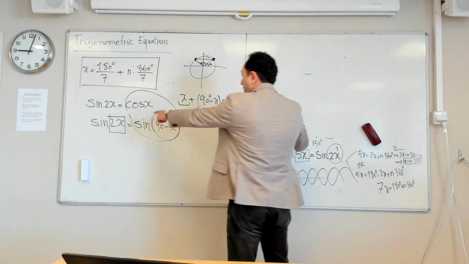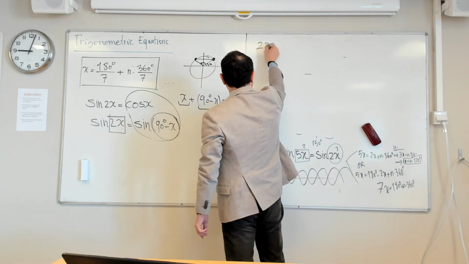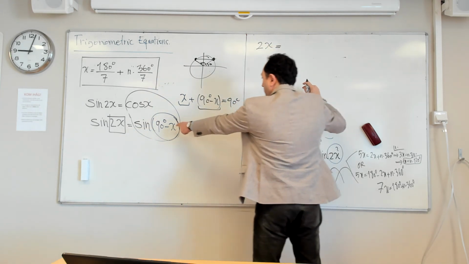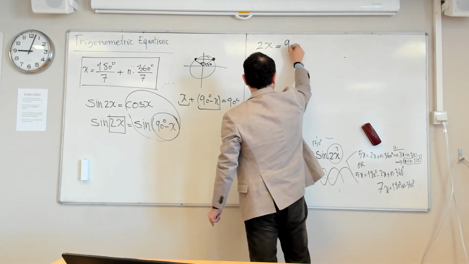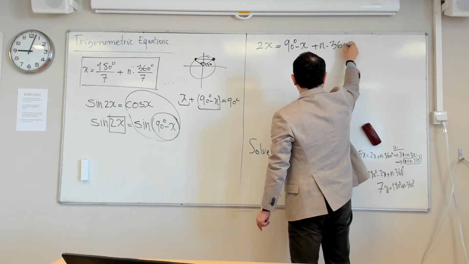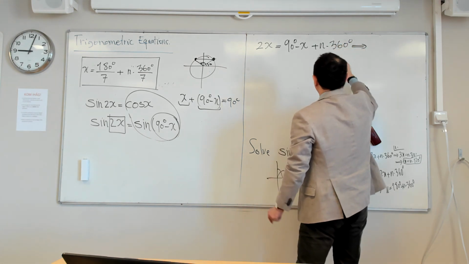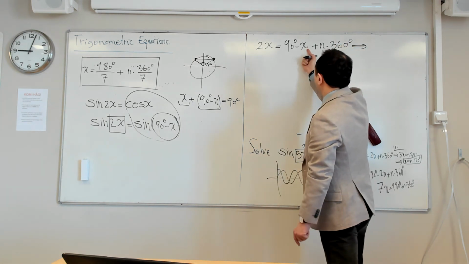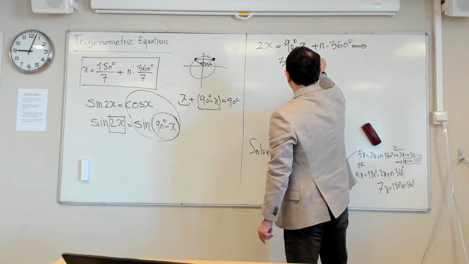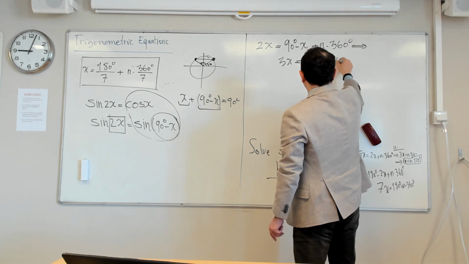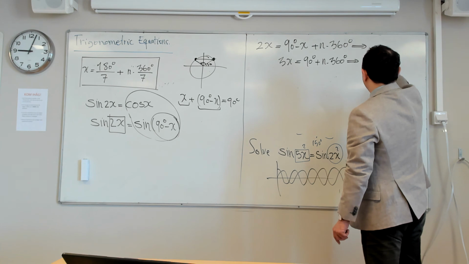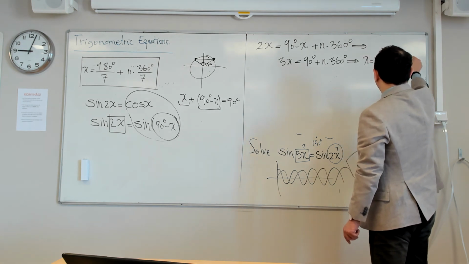So what we can do, we can say that either 2x is equal, do you remember what was that? It should be the circle plus n times 360 degrees. So let me solve this one and then continue for the next option. Here I'm looking for x, so I move it to the right. It becomes 3x is equal to 90 degrees plus n times 360 degrees. Then I divide by 3. So x becomes 30 degrees plus n times 120 degrees.